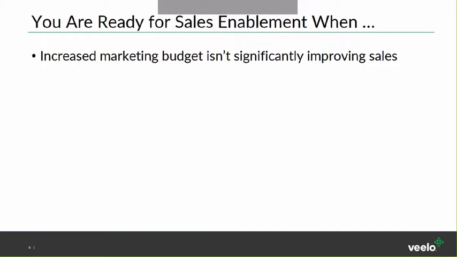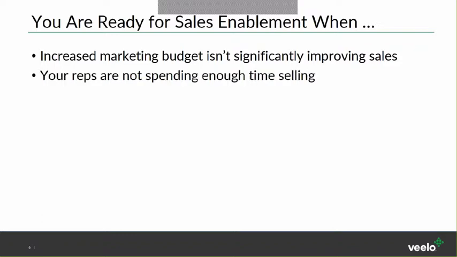One is you have a decent marketing budget, but you're not seeing improvement in sales. Oftentimes what this looks like is marketing is just raining down the leads, throwing them over the wall to sales, but it's not increasing sales like you would expect if you're investing in marketing. Oftentimes that's a sales and marketing alignment issue. It may be a messaging problem, it may be your definition of a qualified lead isn't agreed upon. But when you have budget and you're still not increasing sales, you probably have a problem that can be tackled by sales enablement.